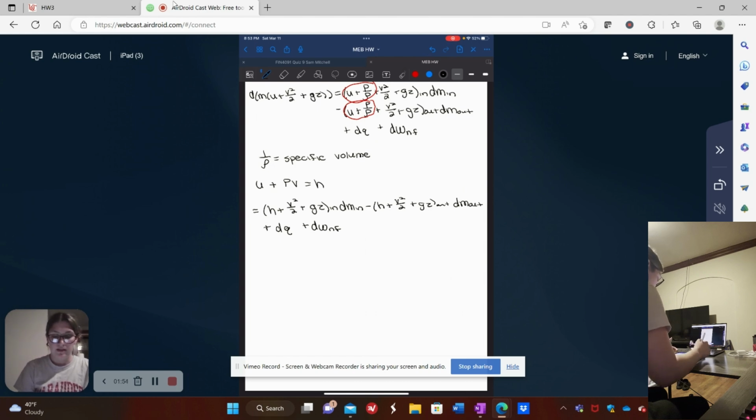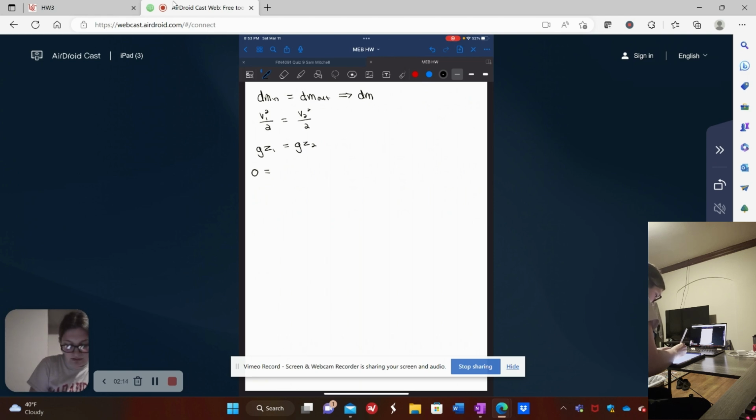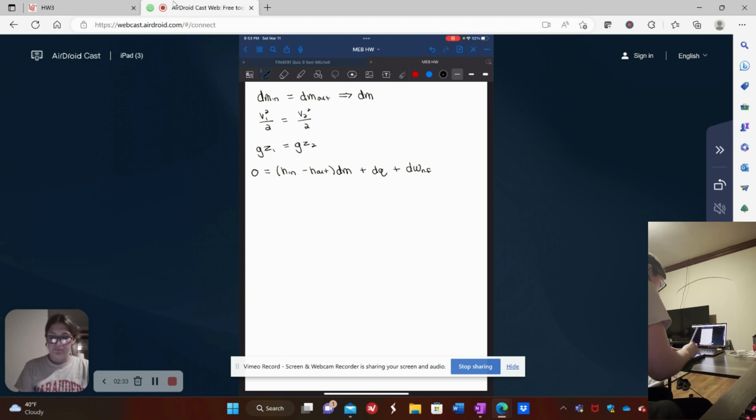We also know that the left-hand side of the equation, which again is written up here, is the differential change in energy of the system. And since we are at a steady state, which means there is no change over time, this is 0. So if we come back over here, we can say that 0 equals enthalpy in minus enthalpy out times dm, and then plus our differential change in heat plus our non-flow work. So in this scenario, we're going to say that this is 0, as there's no heat going into the system and we are not losing any heat, and there is no external work being done on the system.